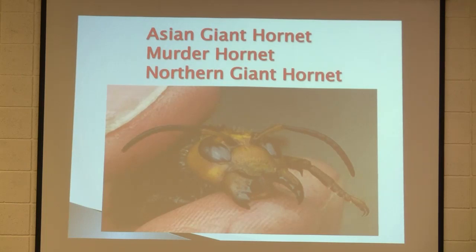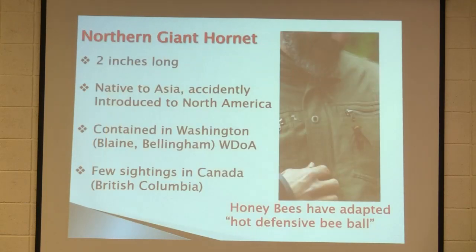The latest threat, which has been in the last couple of years, is the Asian giant hornet, also known as the murder hornet. And now the official name they've come up with is the northern giant hornet. It's about 2 inches long. It came from Asia. It was accidentally introduced through the ports in Washington to North America. Most of the sightings have been in Washington State, and the Department of Agriculture of Washington has been trying to control the giant hornet. There's been a few sightings in Canada.